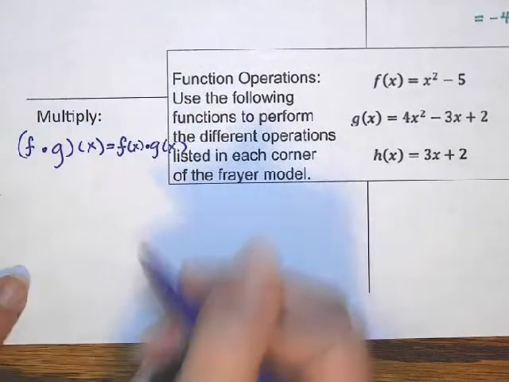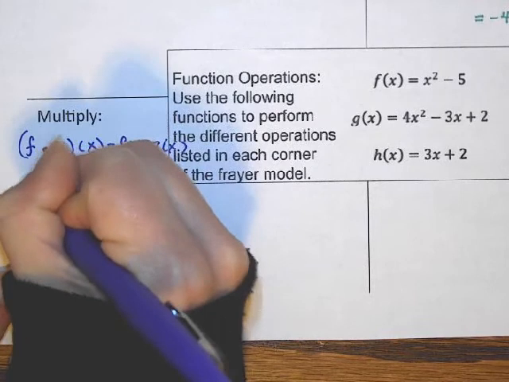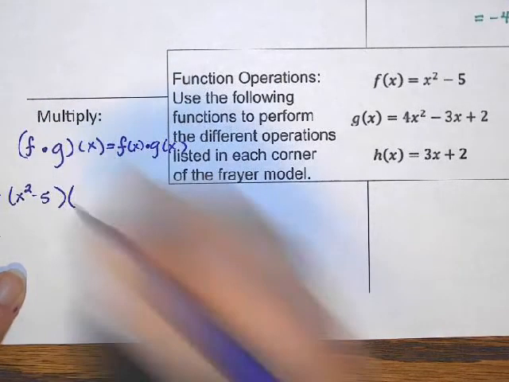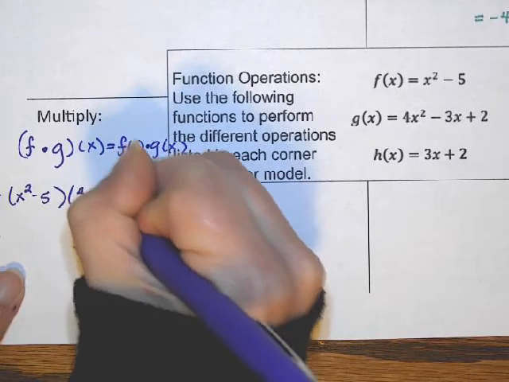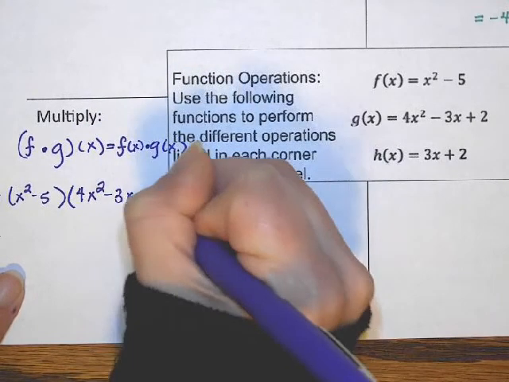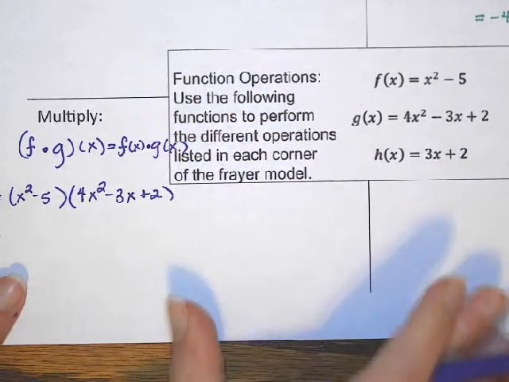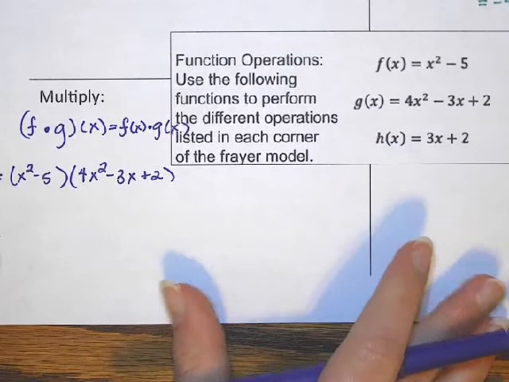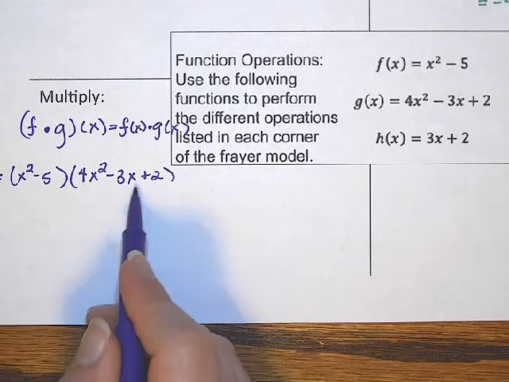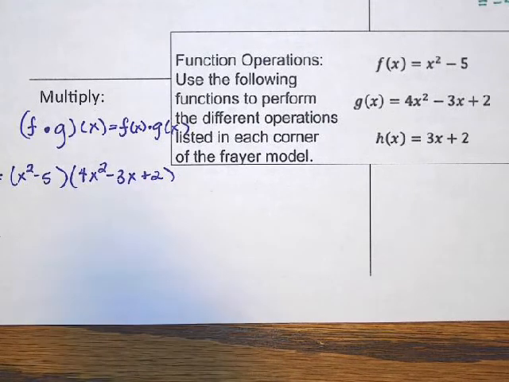So f of x, I'm going to maybe scoot my work over here. f of x is this x squared minus 5, parentheses. And then my g of x has 3 components. So 4x squared minus 3x plus 2. Okay, now I can't use the phrasing FOIL because I have more than 2 components here. So I am just going to have to kind of go through and distribute.